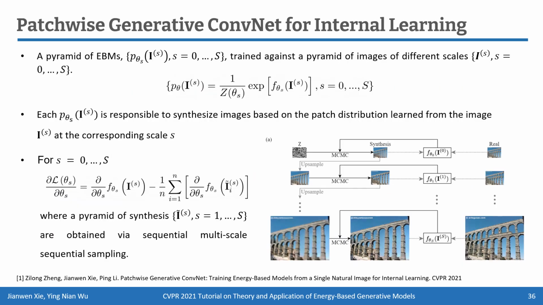The Patchwise Generative ConvNet is an energy-based framework for internal learning. It trains a pyramid of EBMs against a pyramid of images at different scales. Each EBM is trained by analysis by synthesis and is responsible for generating images based on the patch distribution learned from the image at the corresponding scale.